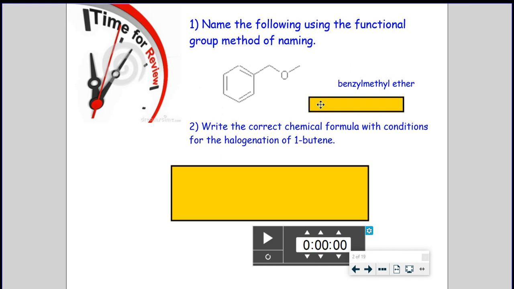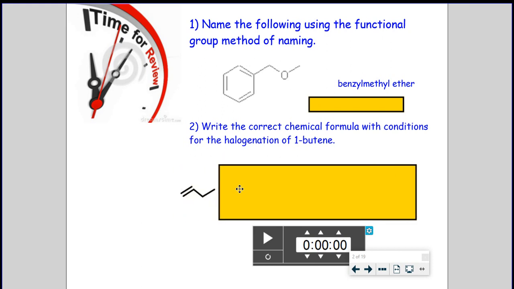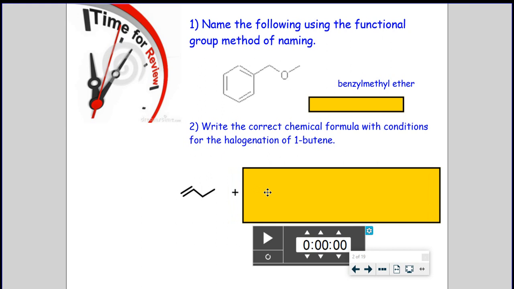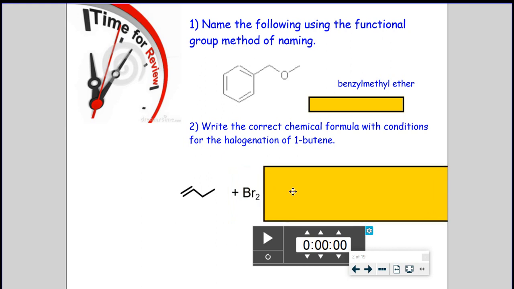Now, the next review question is not a nomenclature question. It's asking you to write the chemical formula and the conditions necessary for the halogenation of 1-butene. So first, let's draw 1-butene. And there it is. If you're going to halogenate it, you're going to pick a halogen. Of course, it's going to be diatomic, and it can be chlorine or bromine. We decided to go with bromine here. Now you're going to write your reaction arrow. I'll give you a second to think about what conditions are going to be above and below the reaction arrow, thinking of the catalyst necessary for the halogenation of an alkene.